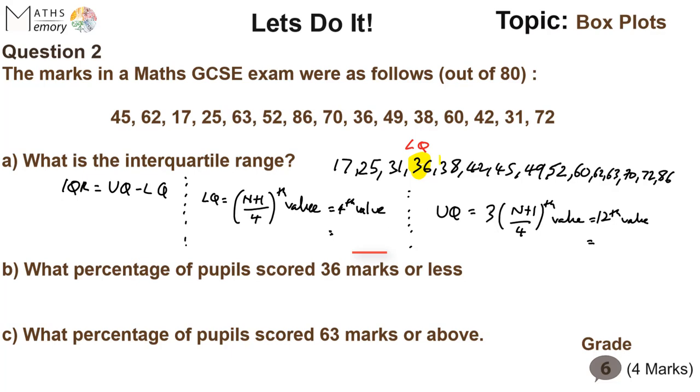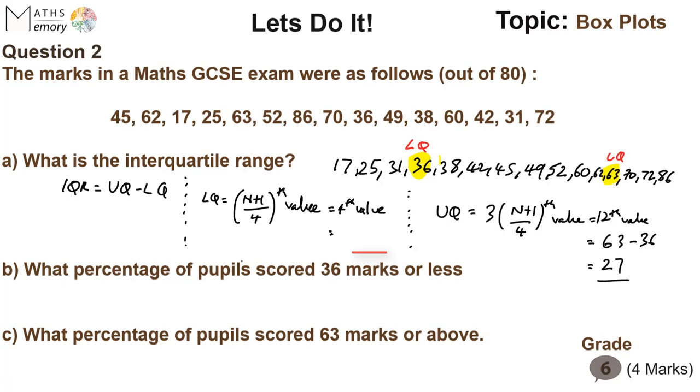So the 12th value, I'll just go backwards in this case because it's quite difficult to start from the beginning sometimes. 15th value, 14th, 13th, 12th. There we go. 63. This is the upper quartile over here. So let's take away both of these from each other. Upper quartile take away lower quartile, 63 take away 36. This would give us a value of 27, and that would be your final answer for part A.